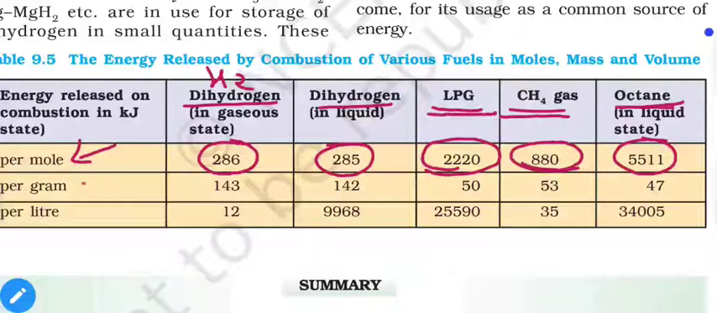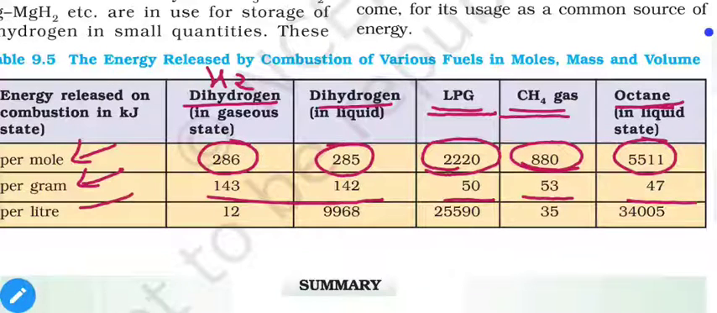On the other hand, if we observe per gram, then you will notice hydrogen is highest in this case, because in 1 gram hydrogen has comparatively more number of moles because it has lowest molecular mass, and that's why in 1 gram of quantity you can get highest number of molecules of hydrogen. It can release 142 to 143 kilojoules of energy, whereas LPG can release only 50, methane can release 53, and petrol or octane is least per gram, 47 kilojoules.